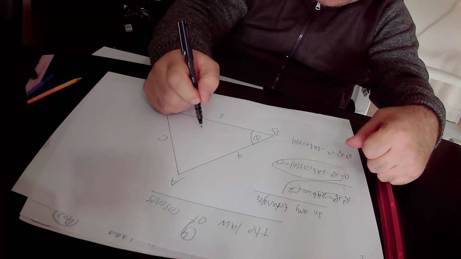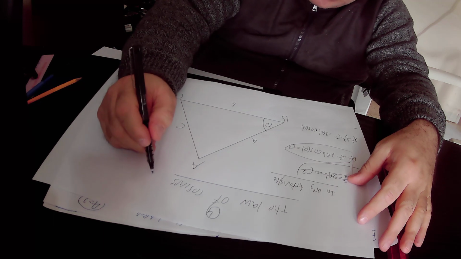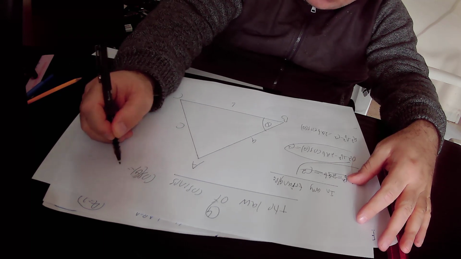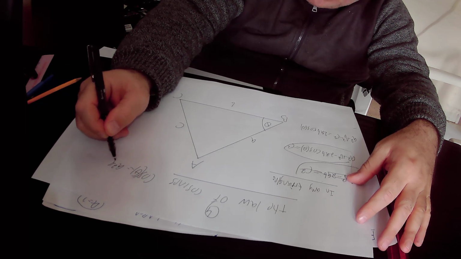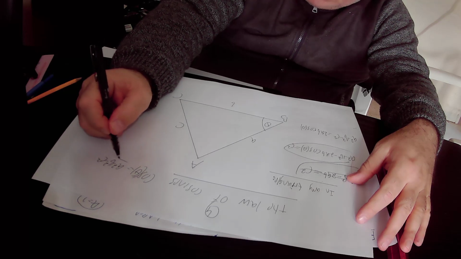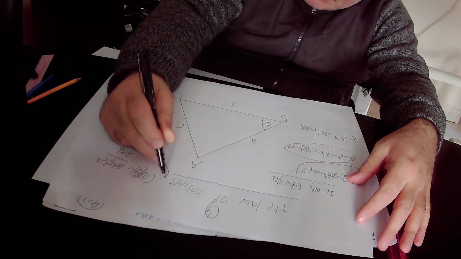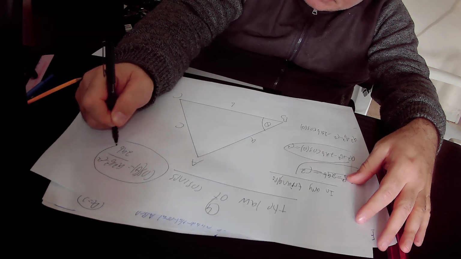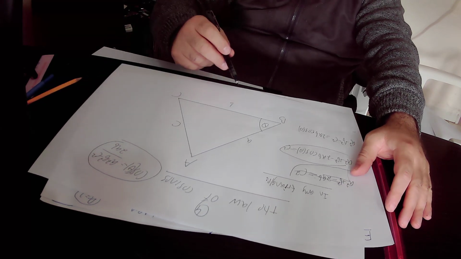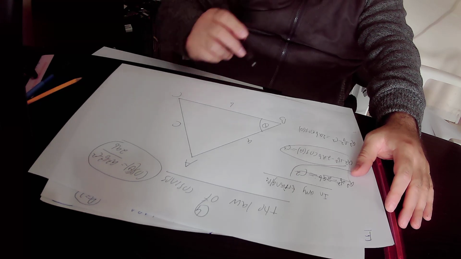Here we will divide this equation by 2 times AB, and we'll get that cosine theta equals a square plus b square minus c square over 2 times ab. So in any triangle, cosine theta equals a square plus b square minus c square over 2 times ab.